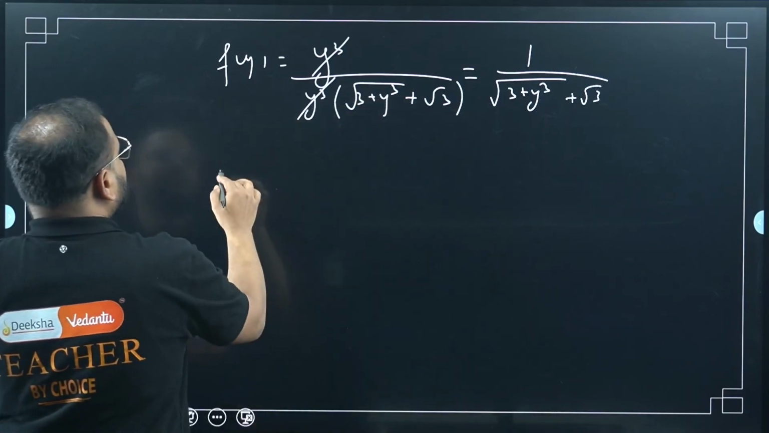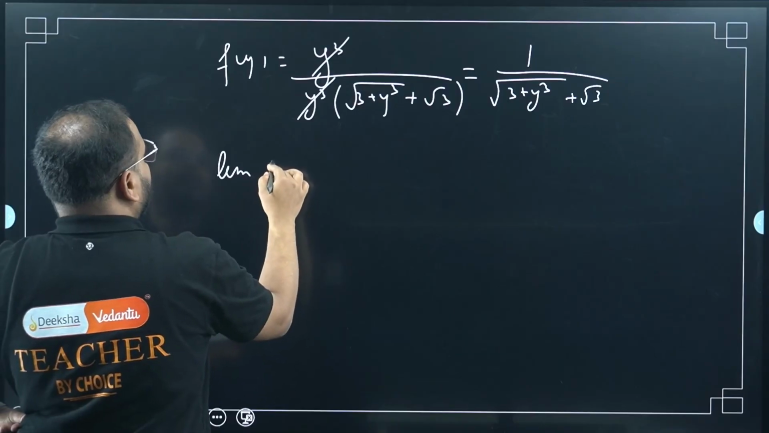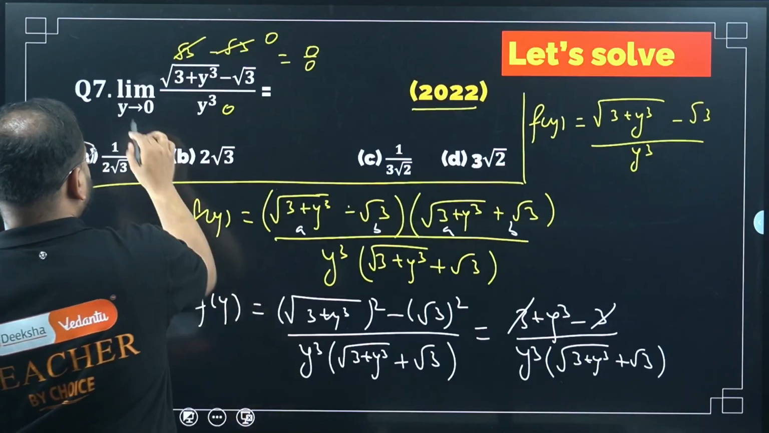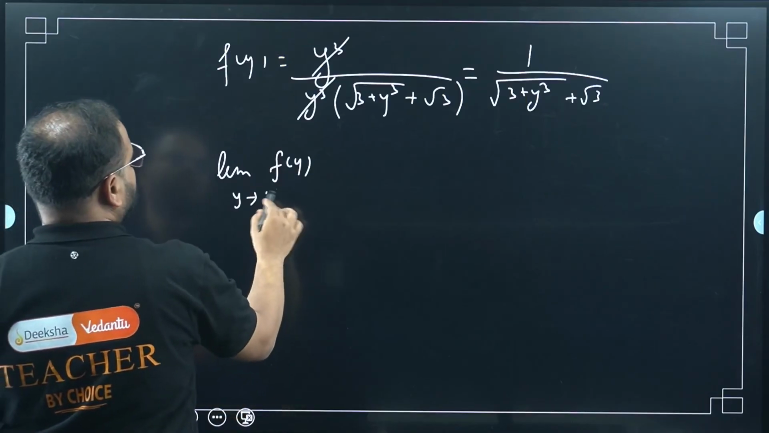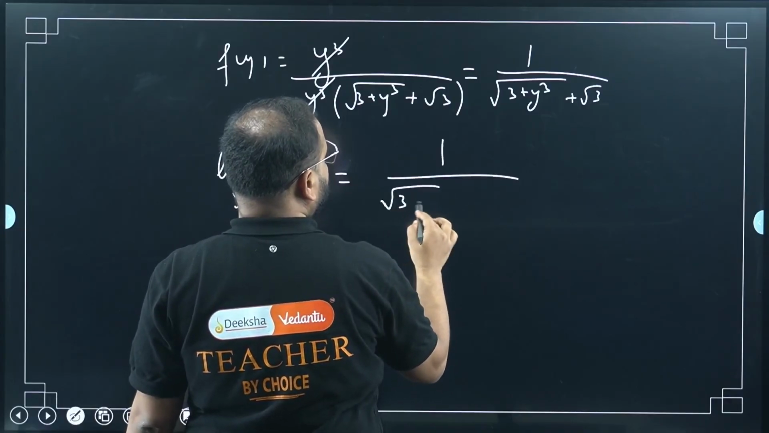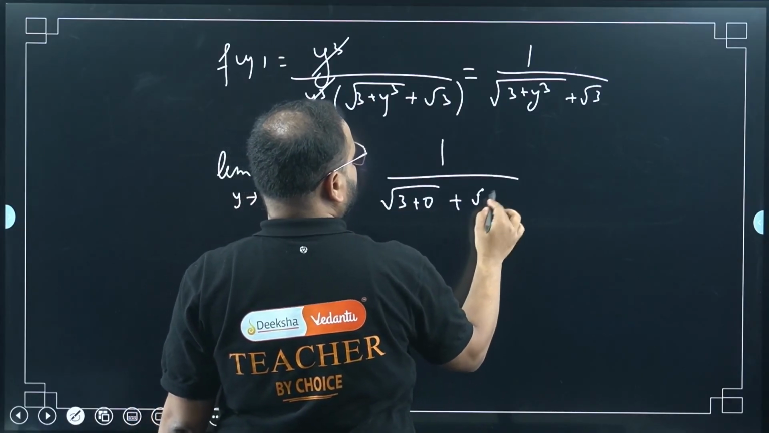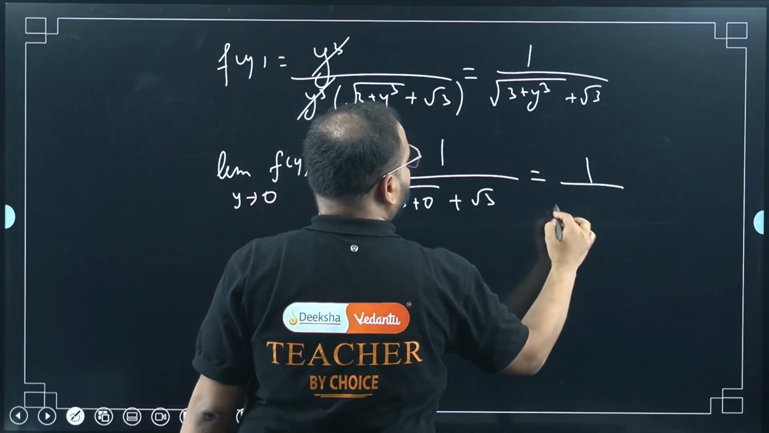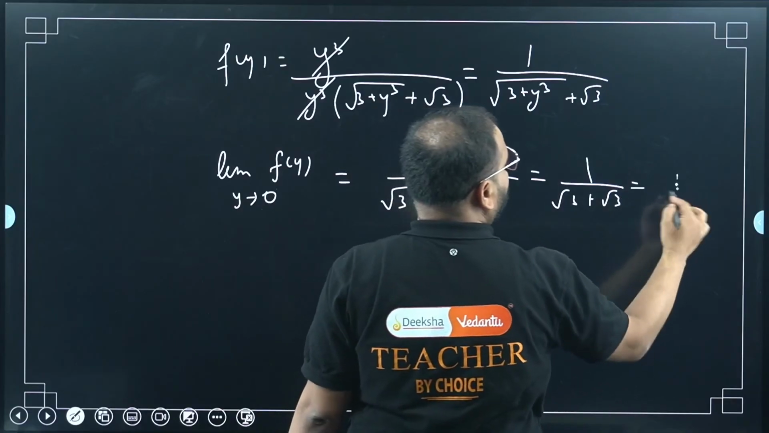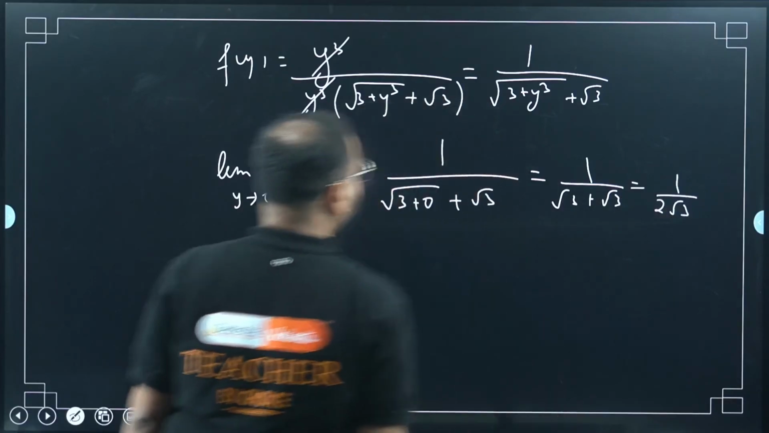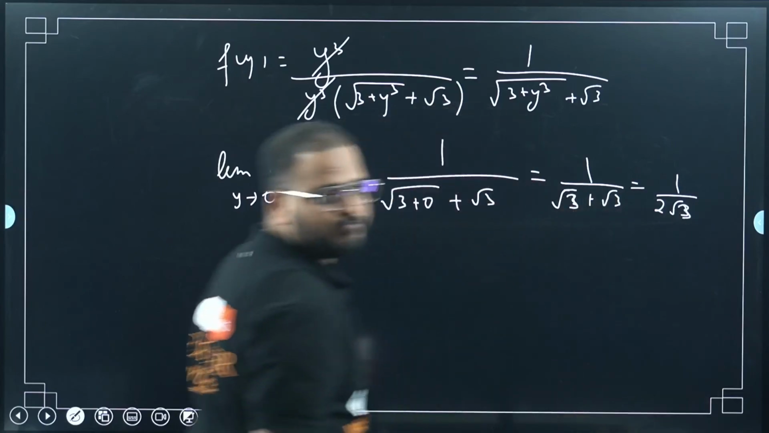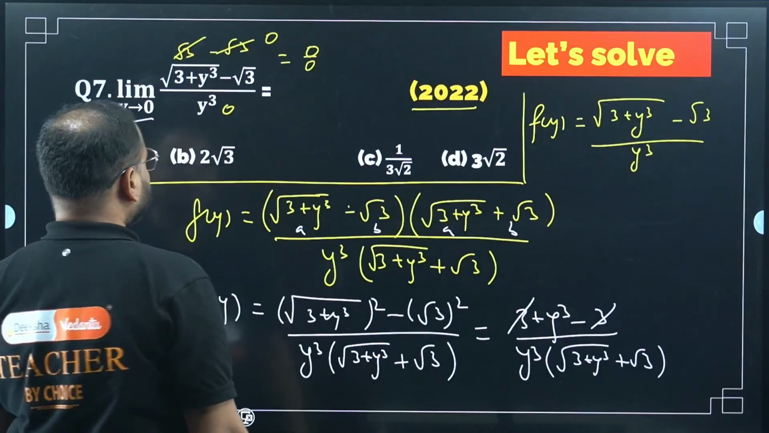Now what is the question they are asking? Limit of f of y when y tends to 0. If I do that here, I'll get 1 upon root 3 plus 0 plus root 3. The answer is 1 upon root 3 plus root 3, which is 1 upon 2 root 3. I hope you can see that. Please check your answer: 1 upon 2 root 3.